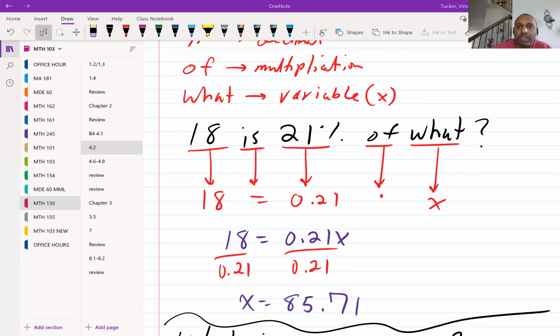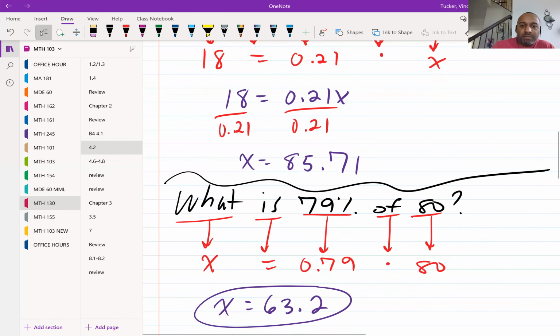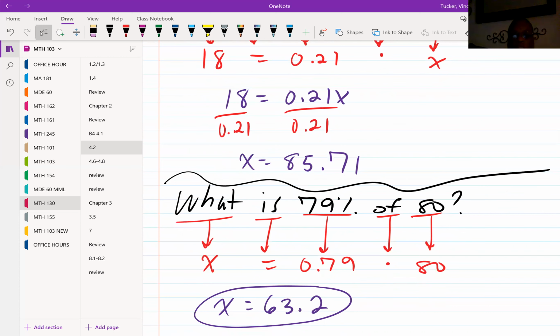So any questions before we try it again? Make sure we're okay. Just try it again. All right, so here we go. Okay, that's the next one, right? Yep. What is 79% of 80?